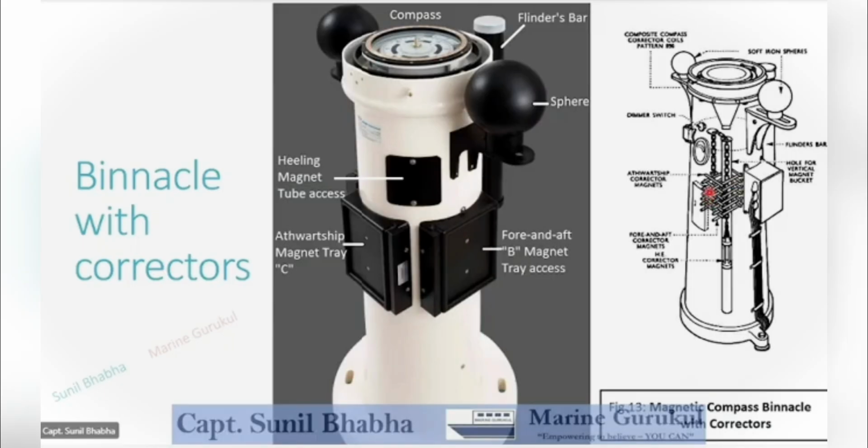Now, these magnets are accessed using plates. Plates are fitted on the binnacle. You can see these plates here. These plates are removed and then these magnets can be accessed and placed as required.